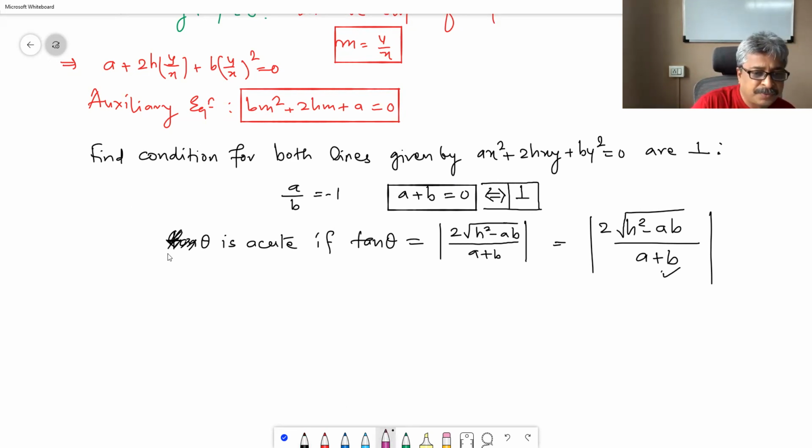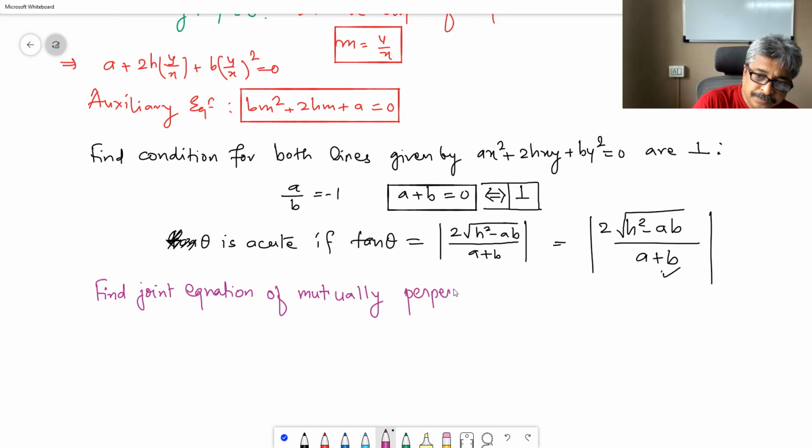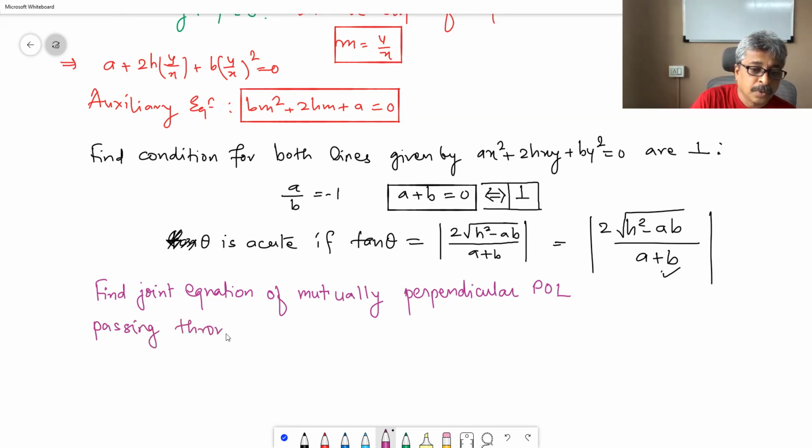Find the joint equation of mutually perpendicular POL passing through origin.